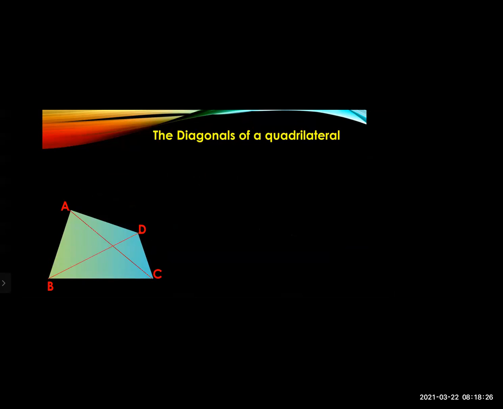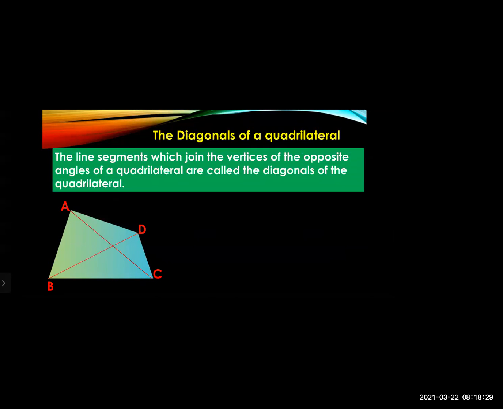Now the diagonals of a quadrilateral. What are the diagonals? The line segments which join the vertices of the opposite angles of a quadrilateral are the diagonals of the quadrilateral. See, the segment inside the quadrilateral which joins the vertices are the diagonals. Now here diagonal AC and diagonal DB. If you see, these are the two diagonals in this. In quadrilateral ABCD, segment AC and segment BD are the diagonals.